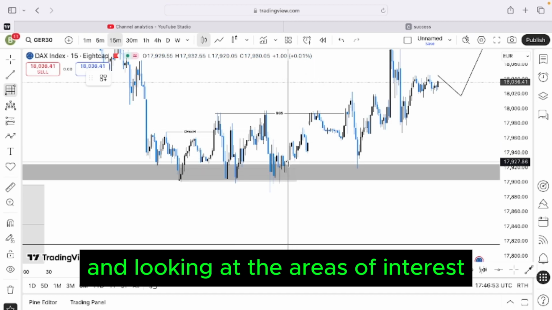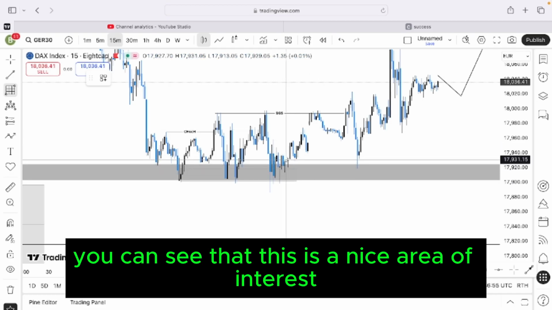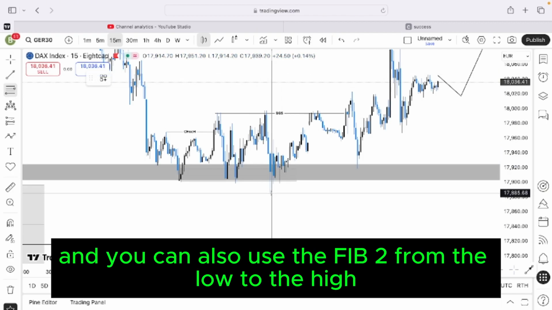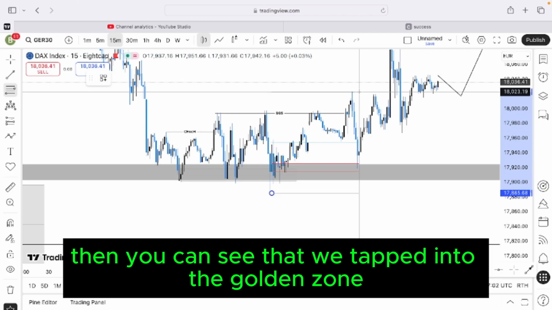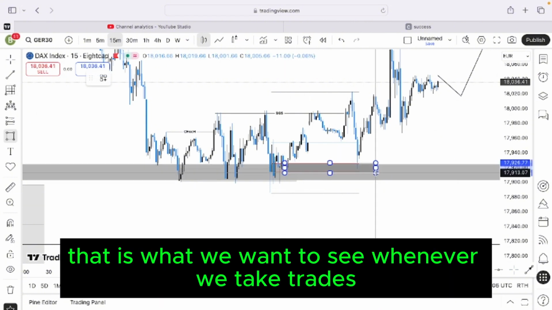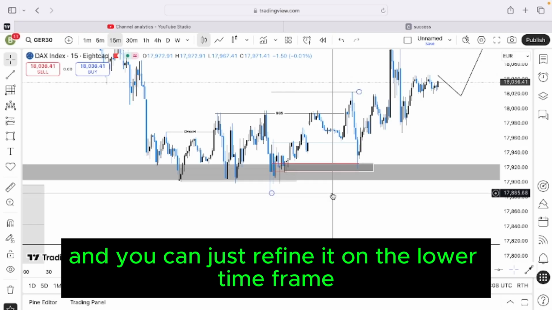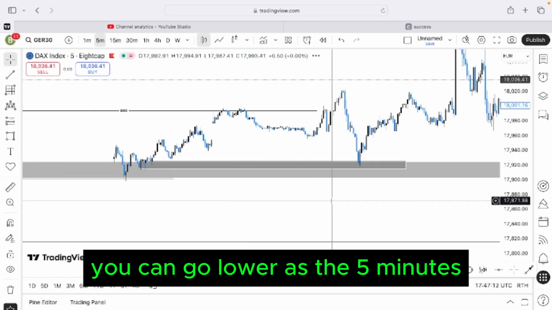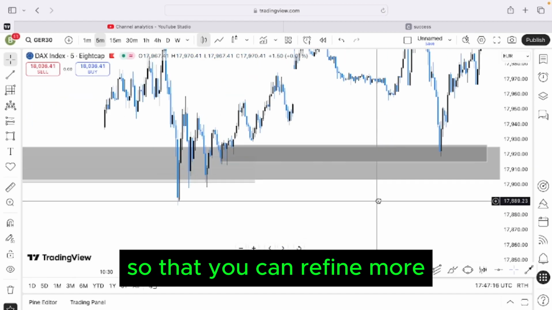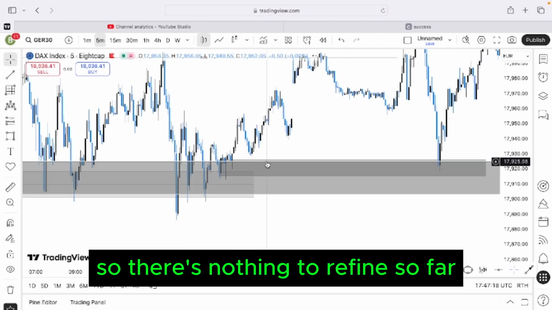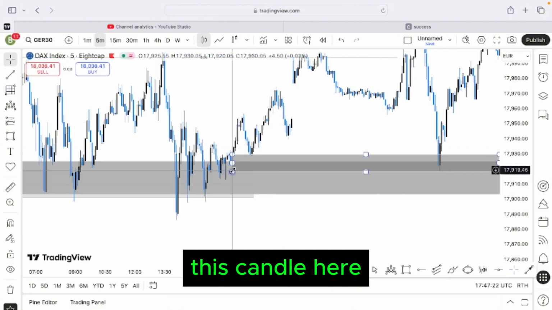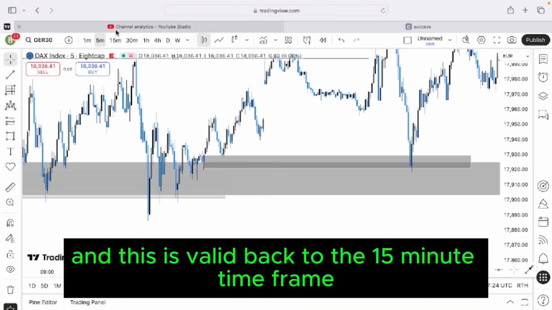And looking at the areas of interest, you can see that this is a nice area of interest, and you can also use the fib tool from the low to the high. Then you can see that we tapped into the golden zone, of which that is what we want to see whenever we take trades. And you can just refine it on the lower time frame, like the 5-minute. You can go lower as the 5 minutes so that you can refine more. So there is nothing to refine so far, but we can just use this candle here, and this is valid.